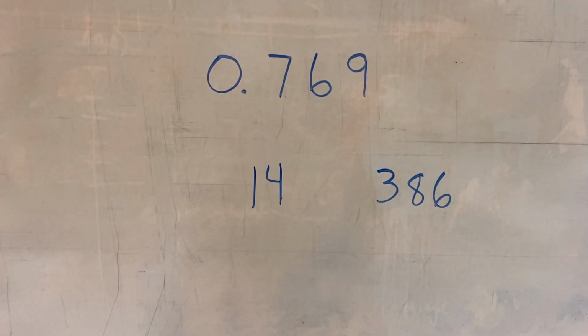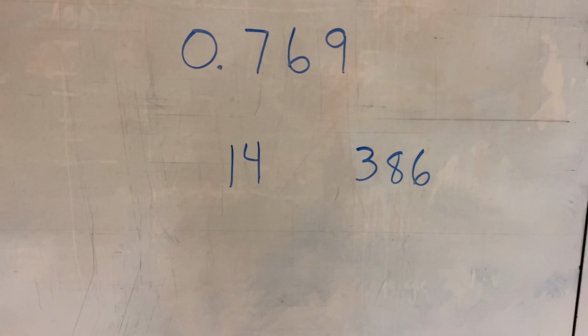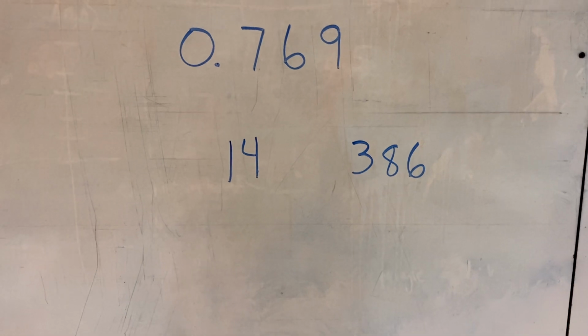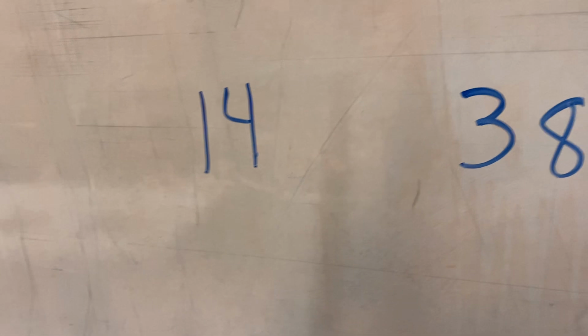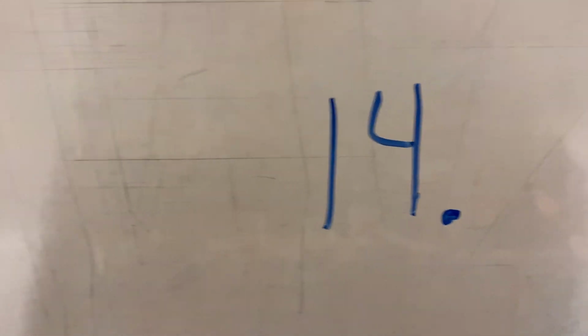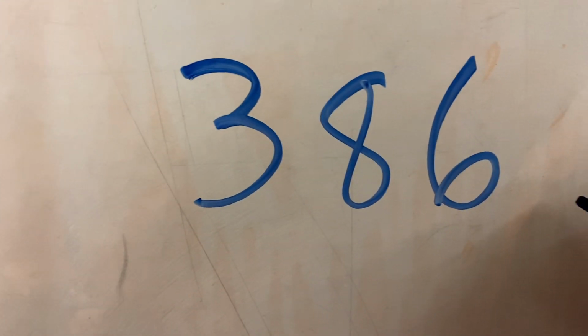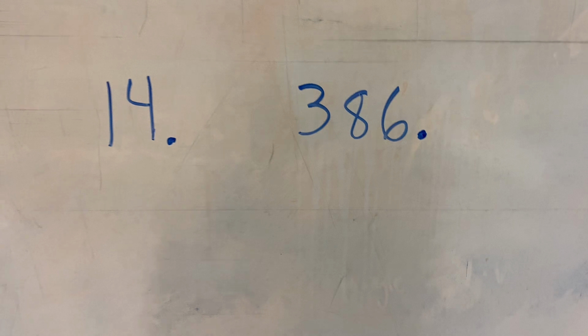But what happens when you have a number such as 14 or 386 or any other whole number, 1,000,005, 89,000? Where is the decimal there? Well, the decimal in a whole number is always to the right of the number that's furthest to the right. So for instance, this number is furthest to the right, the 4, so the decimal is to the right of that. So the decimal will always be to the right of the last number on the right. Okay, so just remember that.